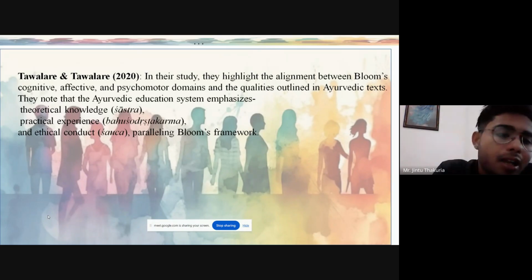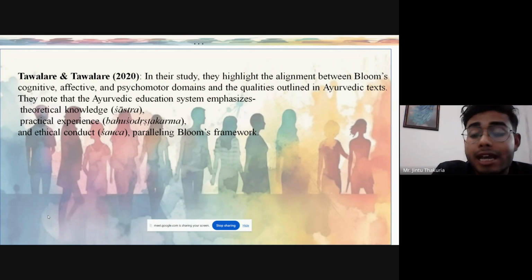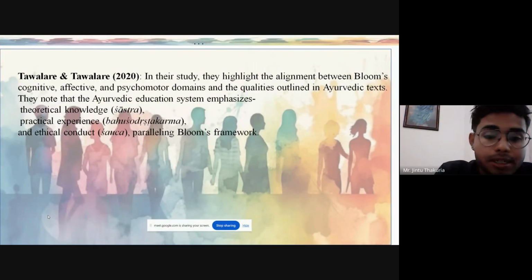So in this way, we can trace the root of Bloom's taxonomy. None of us today know whether Bloom was aware of the Vedic education system or not. Again, that is another topic for research. But one thing is certain, that whatever Bloom had suggested in 1956 was already practiced in our ancient education system, mostly in the Vedic education system or the Gurukula system.